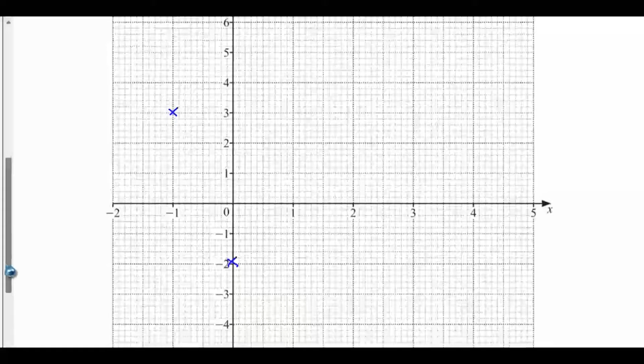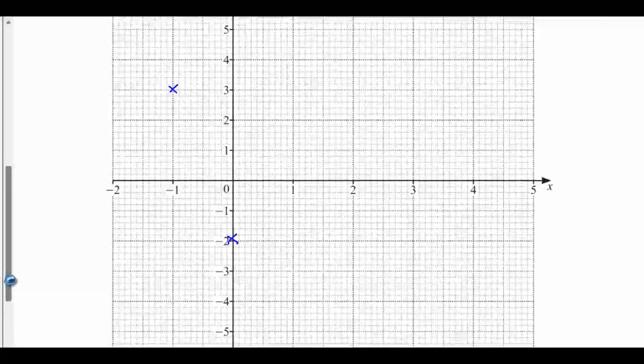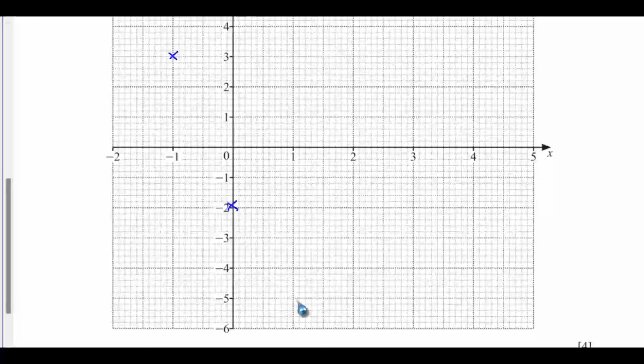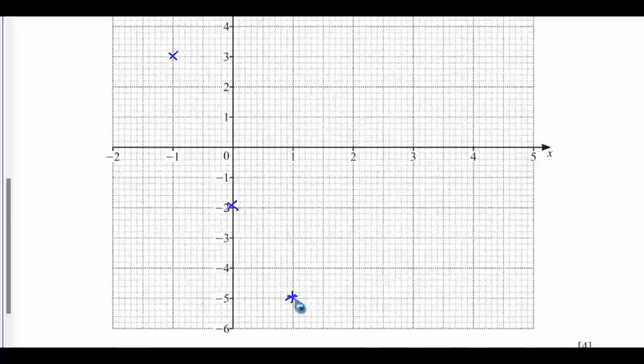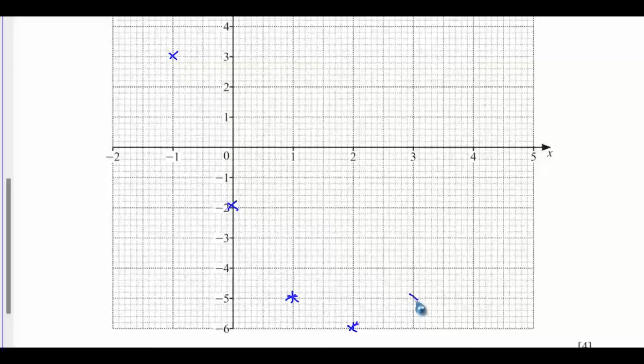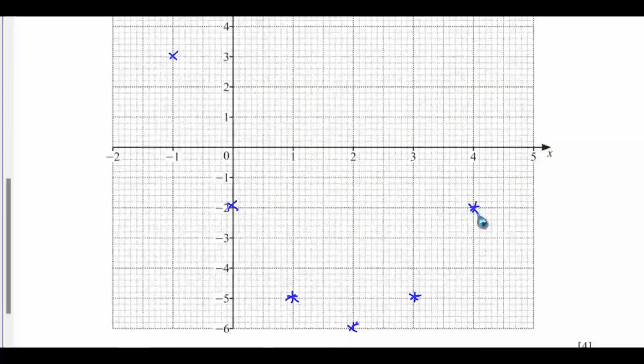Okay, when x equals 1, y equals negative 5. So you have another point here. Okay, so when x equals 2, y equals negative 6. You have another point here. So when x equals 3, y equals negative 5. You have another point here. When x equals 4, y equals negative 2. And when x equals 5, y equals 3. This will be the point here.